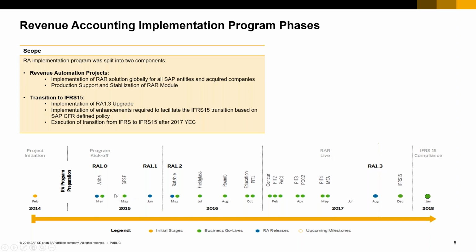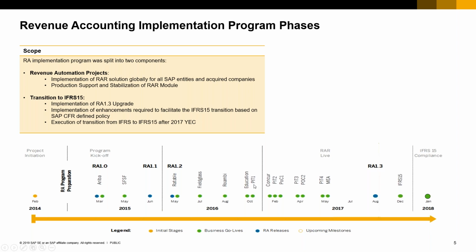So since we already had some experience implementing RAR for Ariba and SuccessFactors, where the main line of business was cloud, we first decided to target the ratable line of business, which is again cloud. It's the ratable fulfillment type. So we went live with all of cloud for all of SAP company codes. In between, we went live with some other acquisitions like Fieldglass and Rombi. And then we targeted PIT.